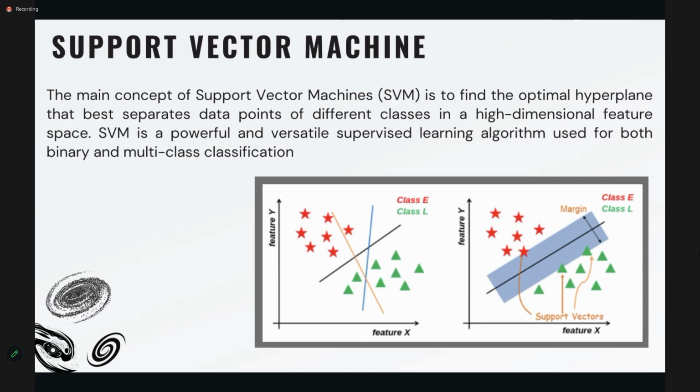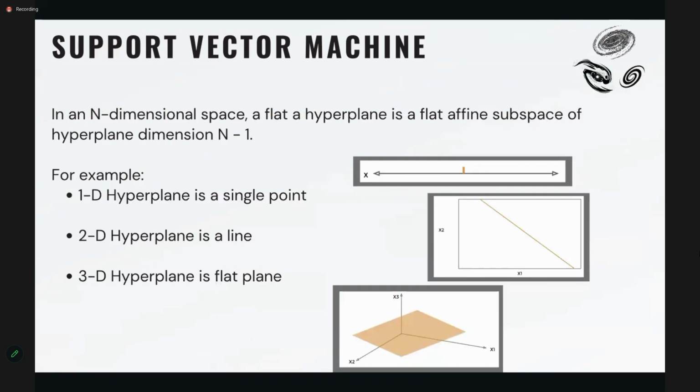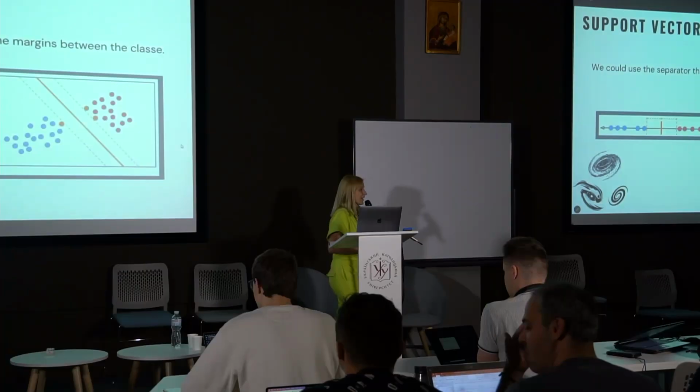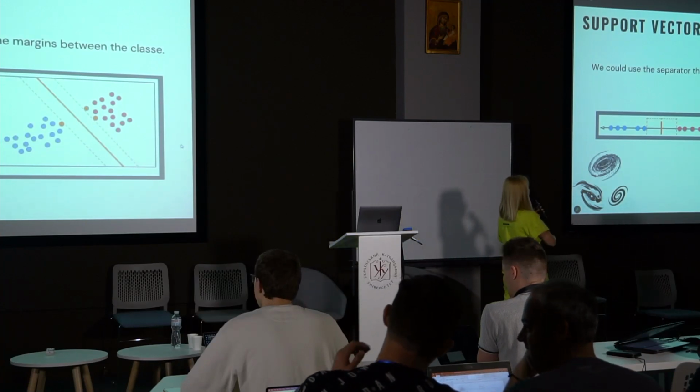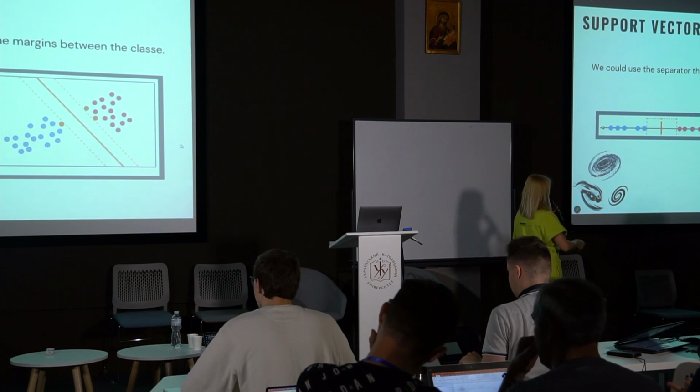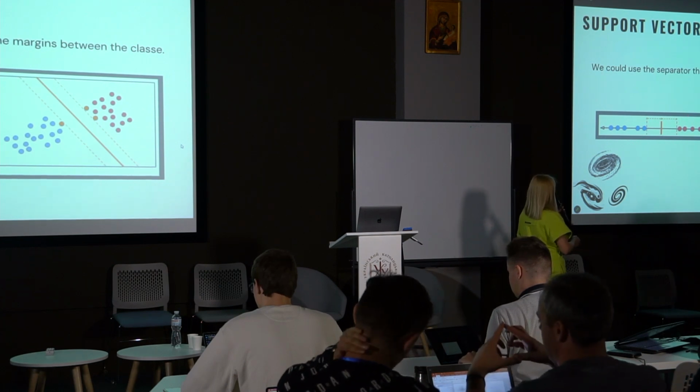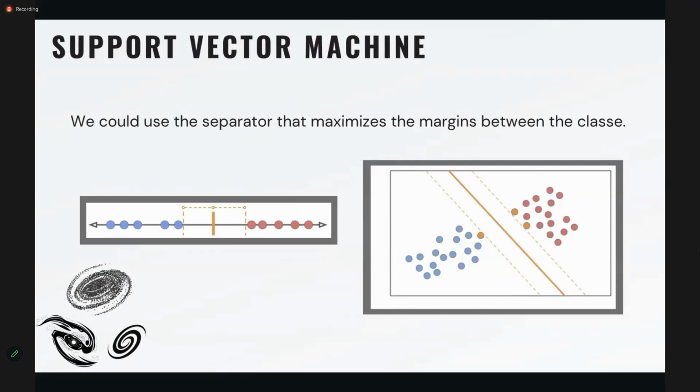You had a lecture yesterday, and I want to say that in an n-dimensional space, a flat, which we talked about yesterday, in 1 dimension is a point. In 2 dimensions, it is a line, and in 3 dimensions, it is a plane. If we have, as in the previous example, easily separated early and late points, it is very easy. We use a separator that maximizes the margin between the classes.